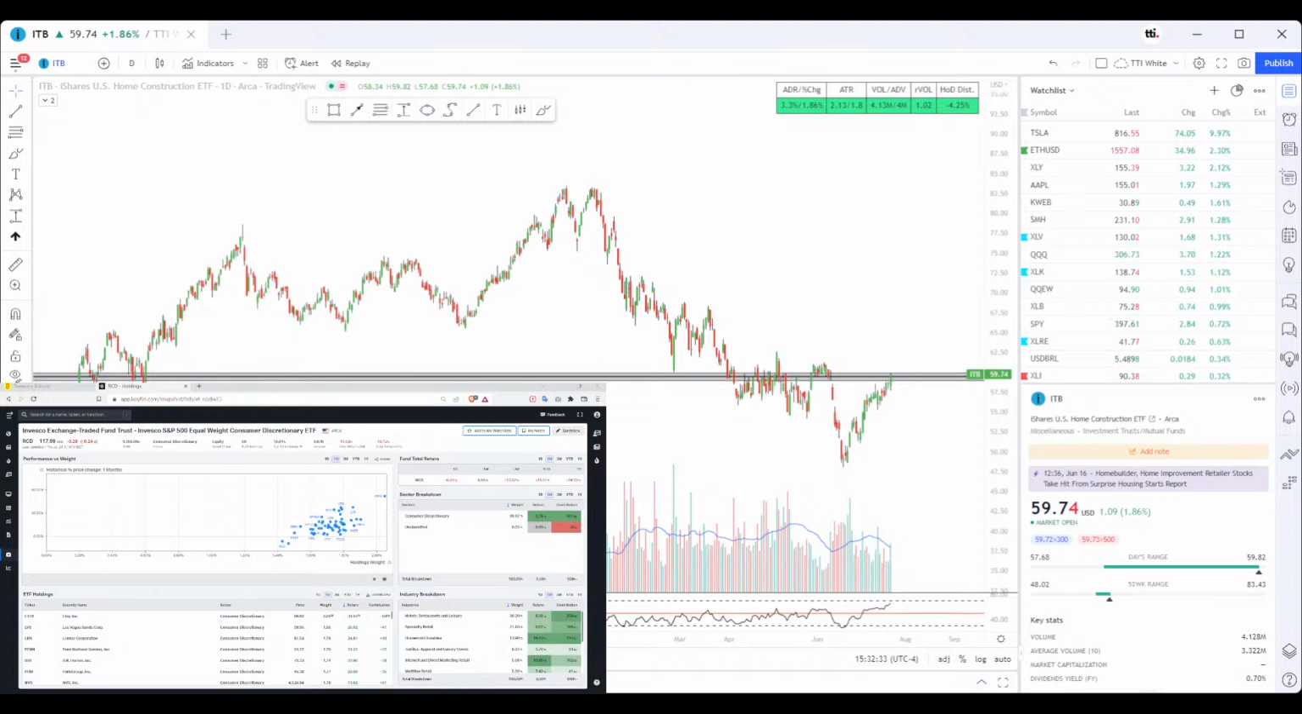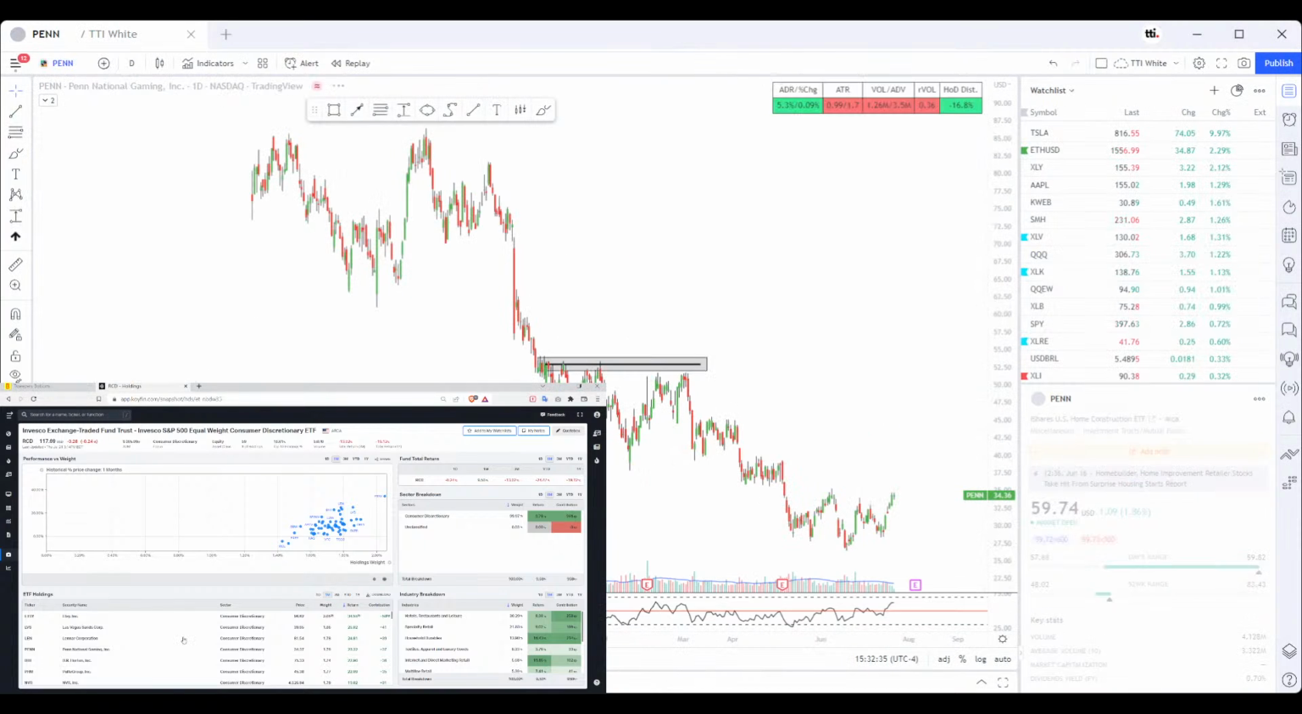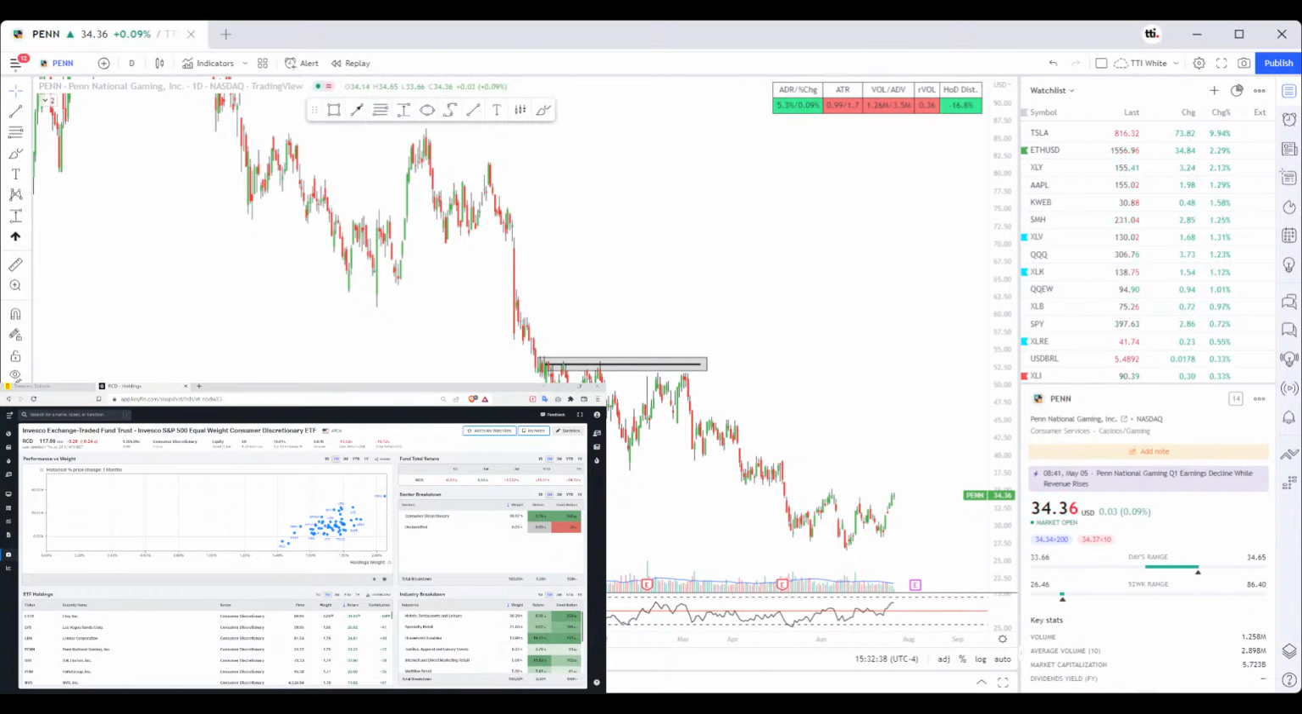See, Penn National Gaming up 23%. That is an ugly reversal. I do not like that. Is there still open interest and volume on Penn? Is it still a meme stock? Someone want to check that?